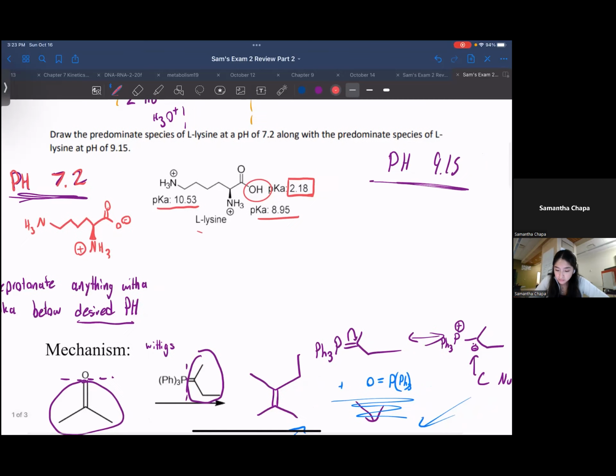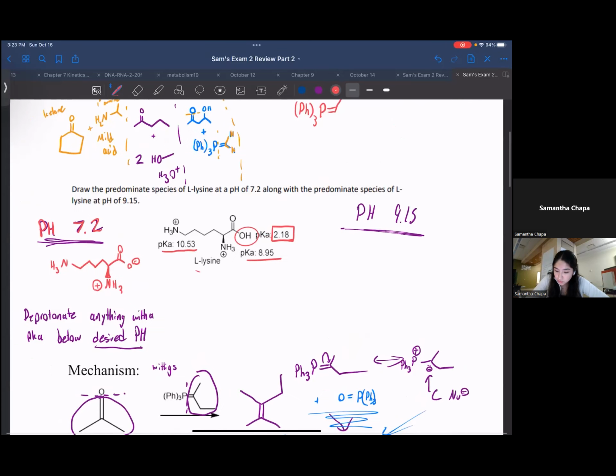Okay. So then for this one on the right, deprotonate anything below the desired pH. The desired pH is 9.15 in this case. So then anything below 9.15 is going to be deprotonated. And I see that 8.95 will be deprotonated. And 2.18 will be deprotonated as well. Everything else is protonated.